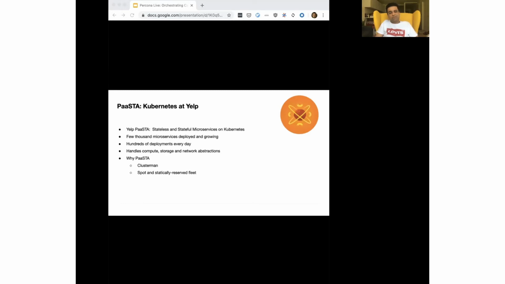We have hundreds of deployments every day. Again, none of these are gated in any format. Anyone can deploy anytime. So PaaSTA handles compute, storage, and network abstractions via Kubernetes, which means the compute, like number of CPUs, the disk, local storage, and non-local storage, and network abstractions like CNIs, which are network interfaces in Kubernetes.